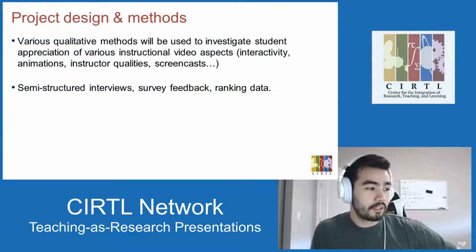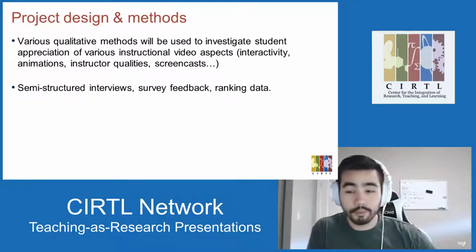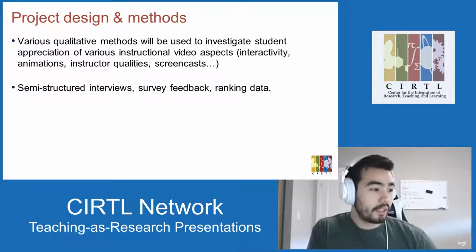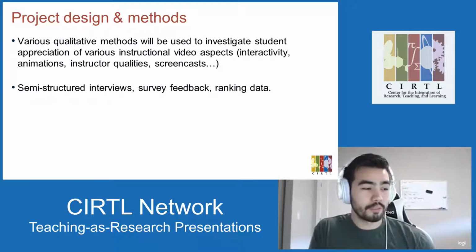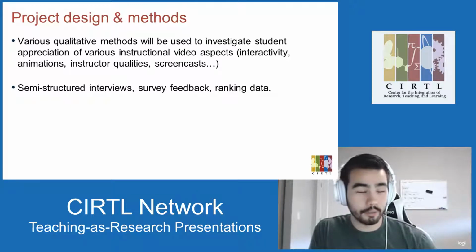So the methods we use to study the engagement and learning aspects are strictly qualitative for the study. Various qualitative methods were used to investigate the student appreciation of various instructional aspects. In the first study we did, we identified all the things the students liked about it. And in this study, we're going to ask them what's the best out of these.